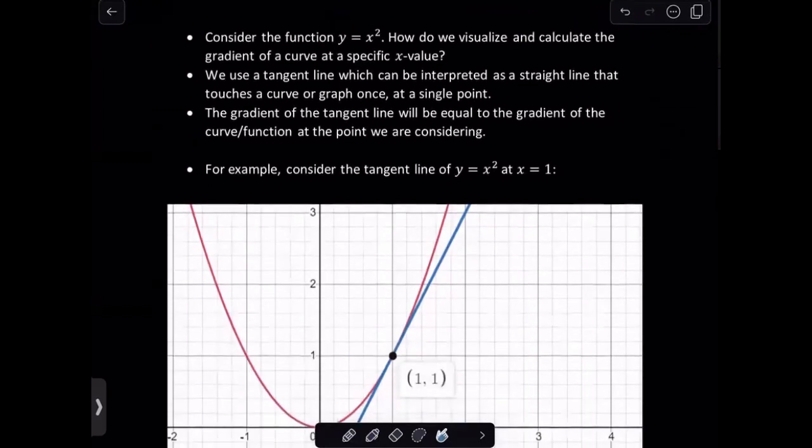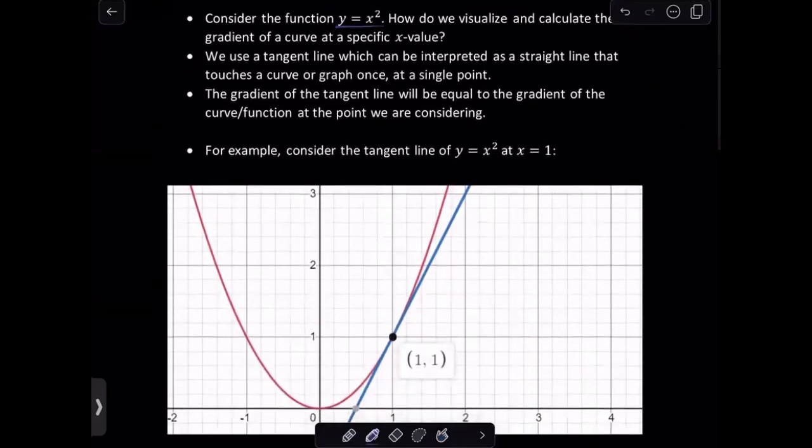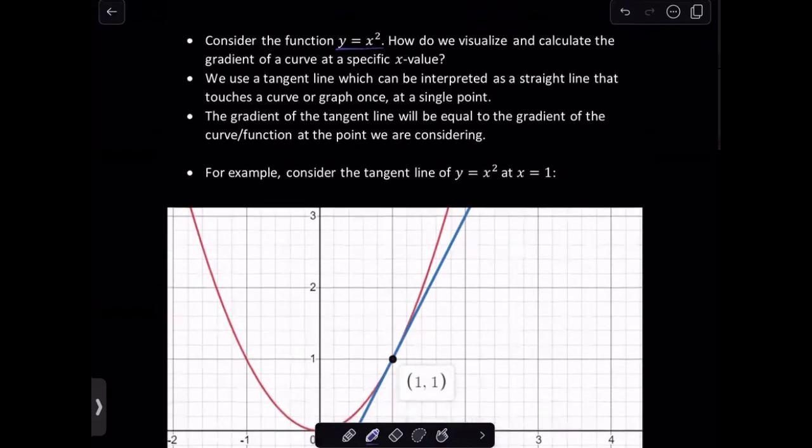So what we're going to do is I want you to consider the function y is equal to x squared. Okay, that's your standard parabola. How do we visualize and calculate the gradient of a curve? Notice that this is a curve, it's a curvy curve. Okay, there's the parabola in red. How do we calculate the gradient of a curve at a specific x value?